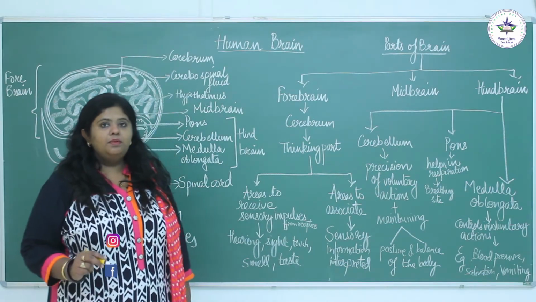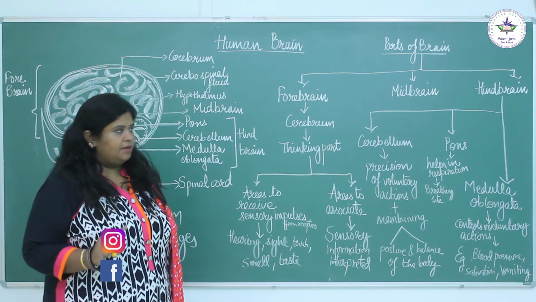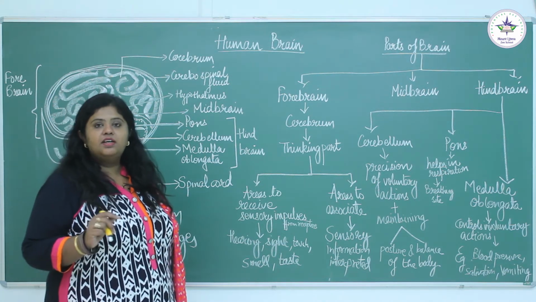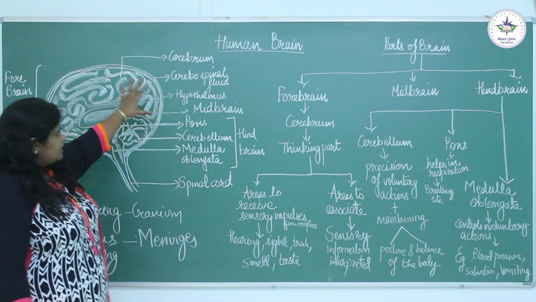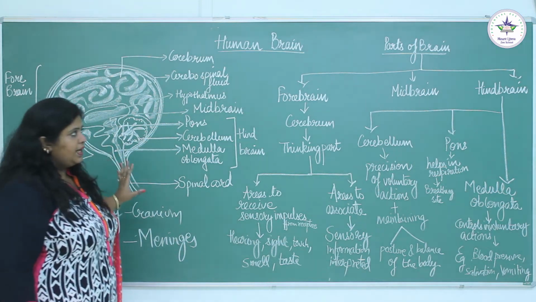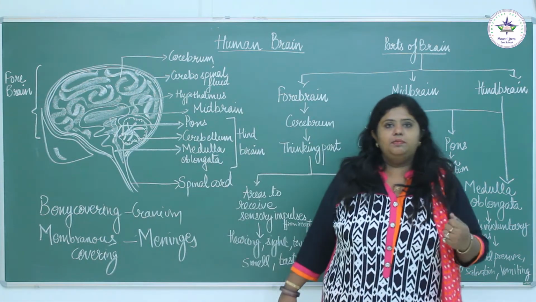Studying about the human brain. This is the most important part of the central nervous system. The human brain is the controlling organ of our body. So this is the structure of the human brain. First, let's understand the various parts of the human brain.